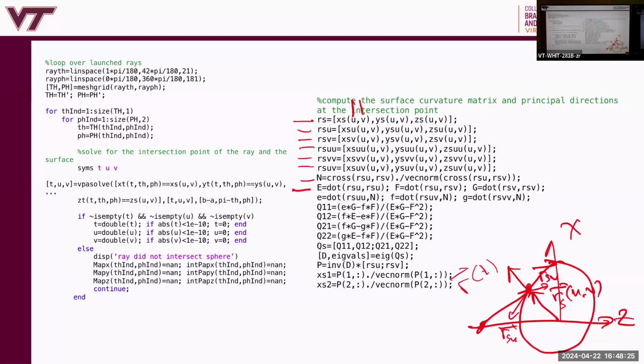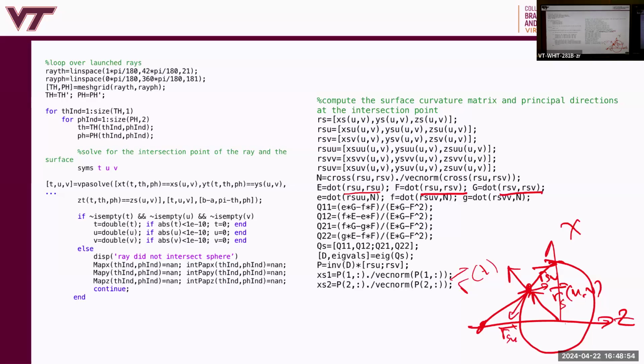First fundamental form, big E, big F, and big G is the dot product of RSU, RU, and RV. Okay, RU, or RSU dotted with RU, is capital E. Capital F is RSU dotted with RSV. And capital G is RSV dotted with RSV, yeah?